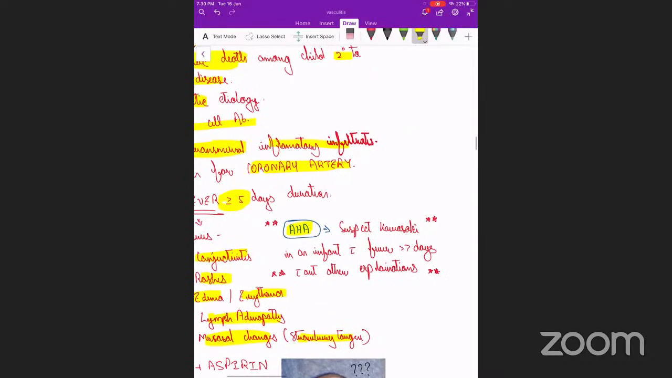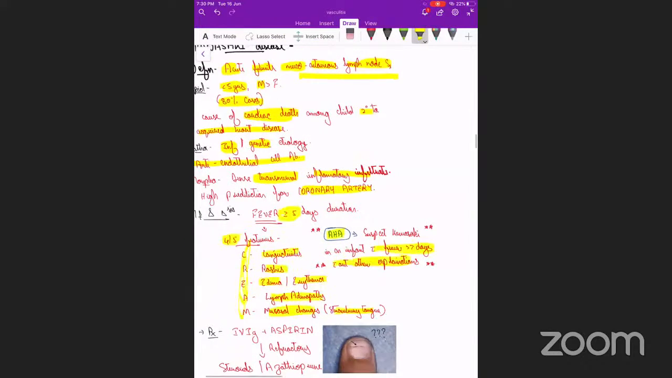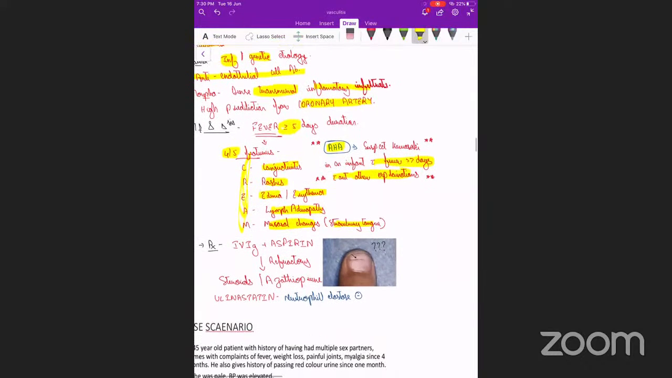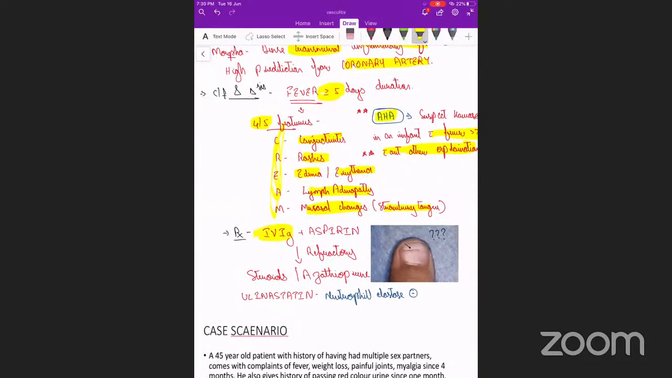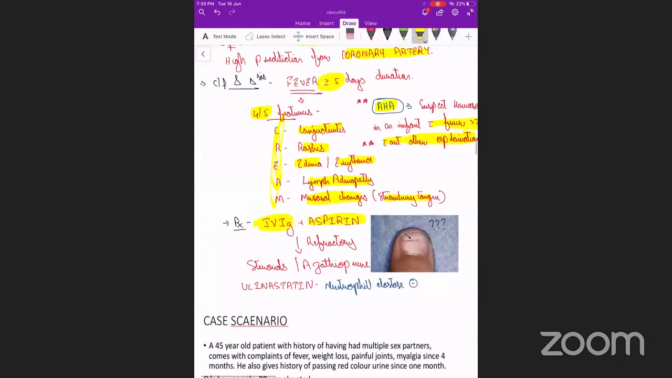And a recent update, as in the second case: suspect Kawasaki in an infant with fever greater than 7 days, if we cannot get any other explanation. So when we do our workup, when we find 4 to 5 laboratory criteria along with increased platelets, we can think of Kawasaki in that infant. Treatment is simple. Best is IVIG. IVIG is the treatment of choice along with aspirin to avoid ischemic complications. If it's refractory, go for higher drugs like azathioprine and steroids.